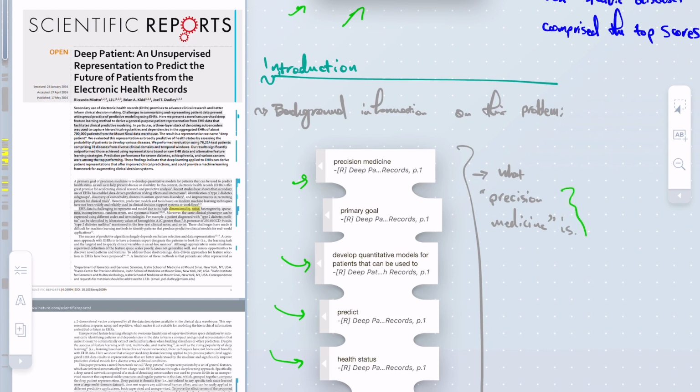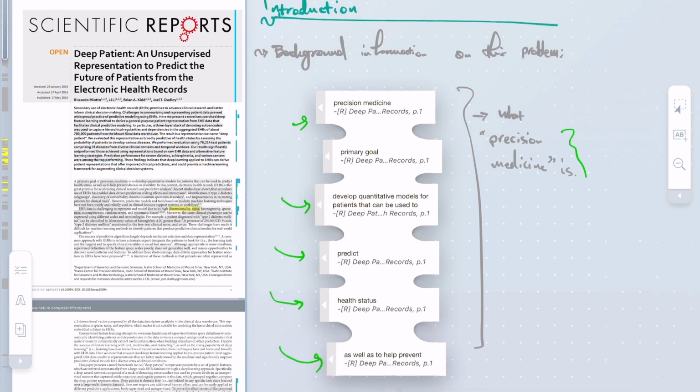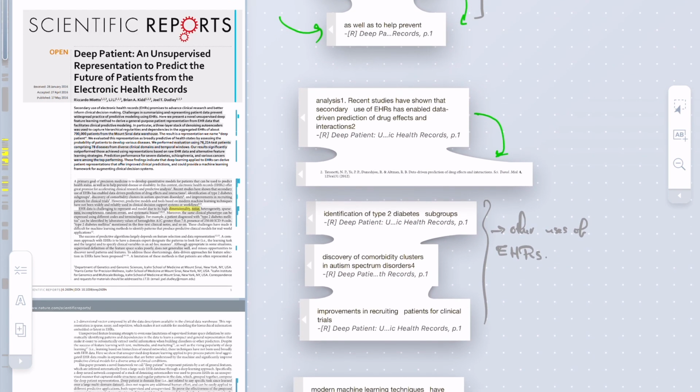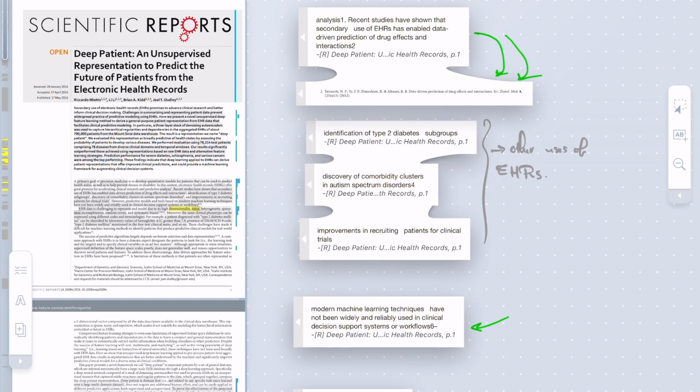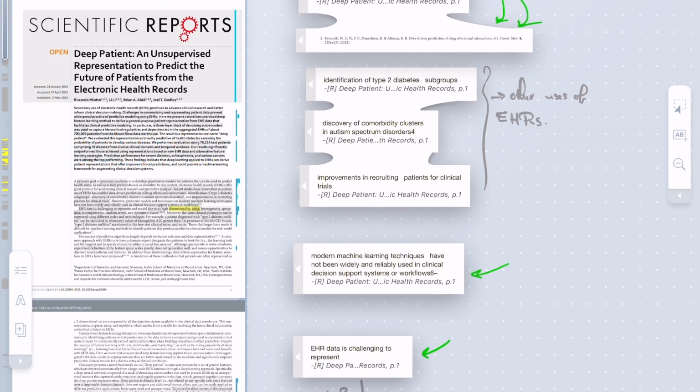First, we want to talk about what precision medicine is. In precision medicine, the primary goal is to develop quantitative methods and models for patients that can be used to predict health status as well as to help prevent complications. So this is the definition of precision medicine. Now, analyses have shown the use of electronic health records in drug effects and interactions, which is again useful for precision medicine. This is a good reference for that. Some other examples of the uses of EHRs are identification of type 2 diabetes, discovery of comorbidity clusters in autism spectrum disorders, and improvement in recruiting patients for clinical trials.